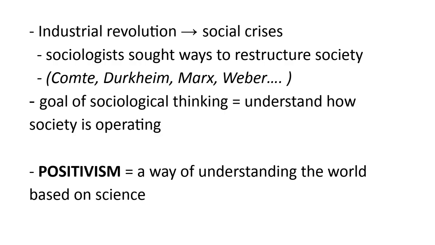So for the early sociological thinkers like Auguste Comte, and others like Emile Durkheim, Karl Marx, and Max Weber, their major goal was to understand how society was actually operating, borrowing from the natural sciences, because remember, the emergence of science was also occurring and had also just occurred. So these early sociologists borrowed from the natural sciences the idea of positivism, which is a means to understand the world based on science. And so these early social thinkers sought ways to understand the world through scientific inquiry.